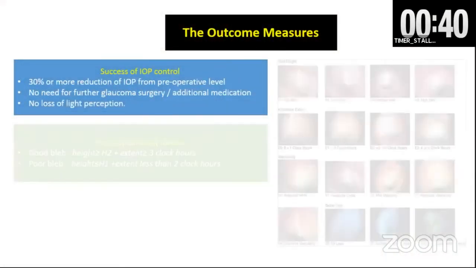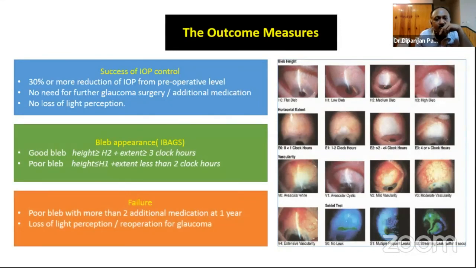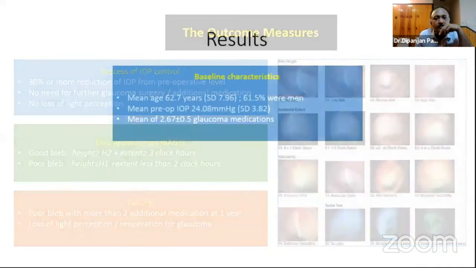The success of IOP control was decided at 30% or more reduction of intraocular pressure from preoperative level, where there was no need for further glaucoma surgery or additional medication, and no loss of light perception. Bleb appearance was regarded as good bleb with height more than or equal to H2 with extent more than or equal to 3 clock hours. Poor bleb was height less than or equal to H1 or extent less than 2 clock hours. Failure was defined as poor bleb with more than 2 additional medications at 1 year, loss of LP, or reoperations for glaucoma.